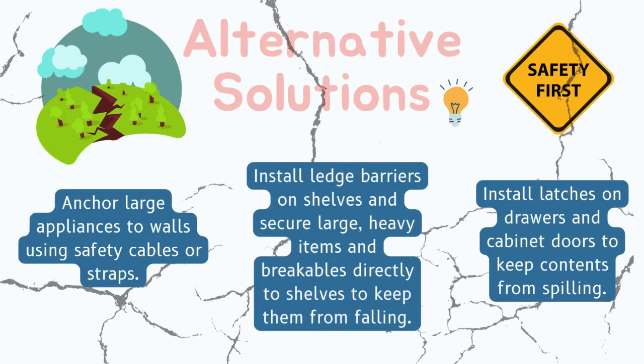Anchor large appliances to walls using safety cables or straps. Install latch barriers on shelves and secure large, heavy items and breakables directly to shelves to keep them from falling. Install latches on drawer and cabinet doors to keep contents from spilling.